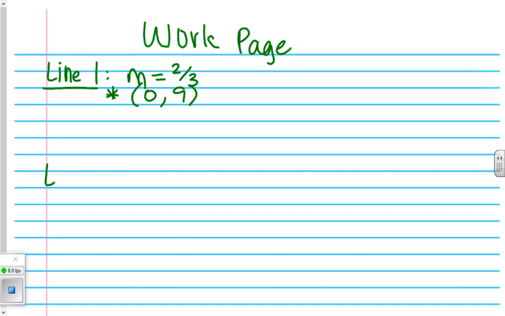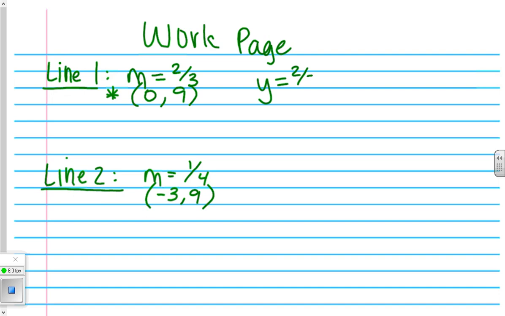But if you don't, let's skip down a little bit, pretend we have a line 2 here. It would look something like, oh, my slope is 1/4, and I only have the coordinate (-3, 9), okay? But you have to show me that given information that you're going to use to create your equation, okay? Now for line 1, going back up to the top, when you have the slope and you have the y-intercept, it's a real quick process to just write your equation. y = 2/3x + 9, right?